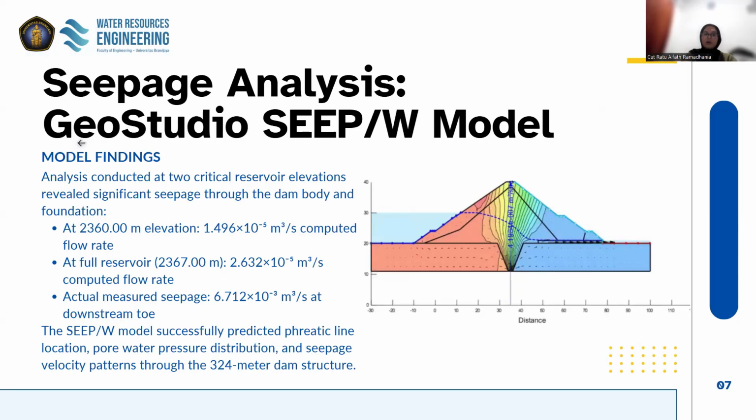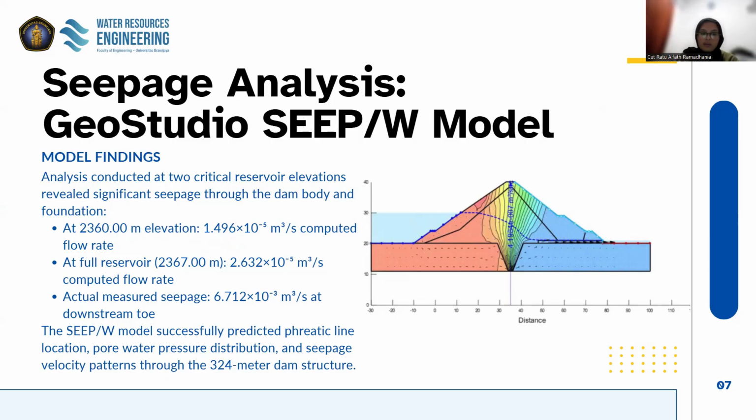For the results, this is the seepage analysis that comes from the GeoStudio running model. The analysis was conducted at two critical reservoir elevations and reveals significant seepage through the dam body and foundation. In GeoStudio, there are three running models. The first one, at 2,360 meters elevation, gives a result of 1.496 times 10 to the power of minus 5 cubic meters per second.